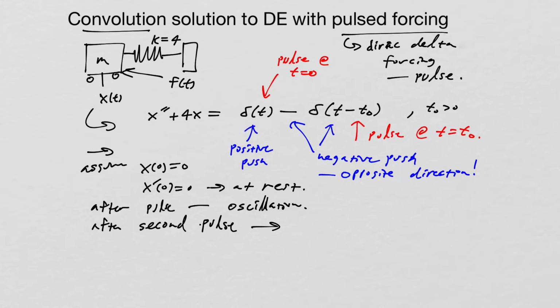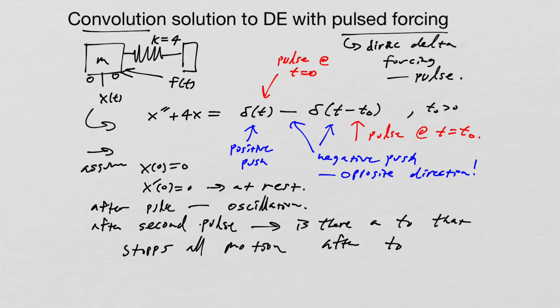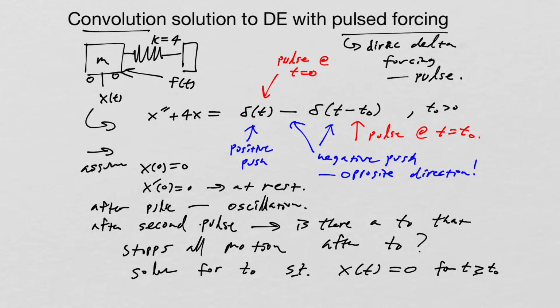what we'd like to ask is basically, is there a T naught that stops all motion after T naught? So that's what we're going to ask. Basically, we're going to solve for the T naught such that x of t is equal to 0. There's no more motion for t greater than or equal to T naught. All right, so that's our problem.